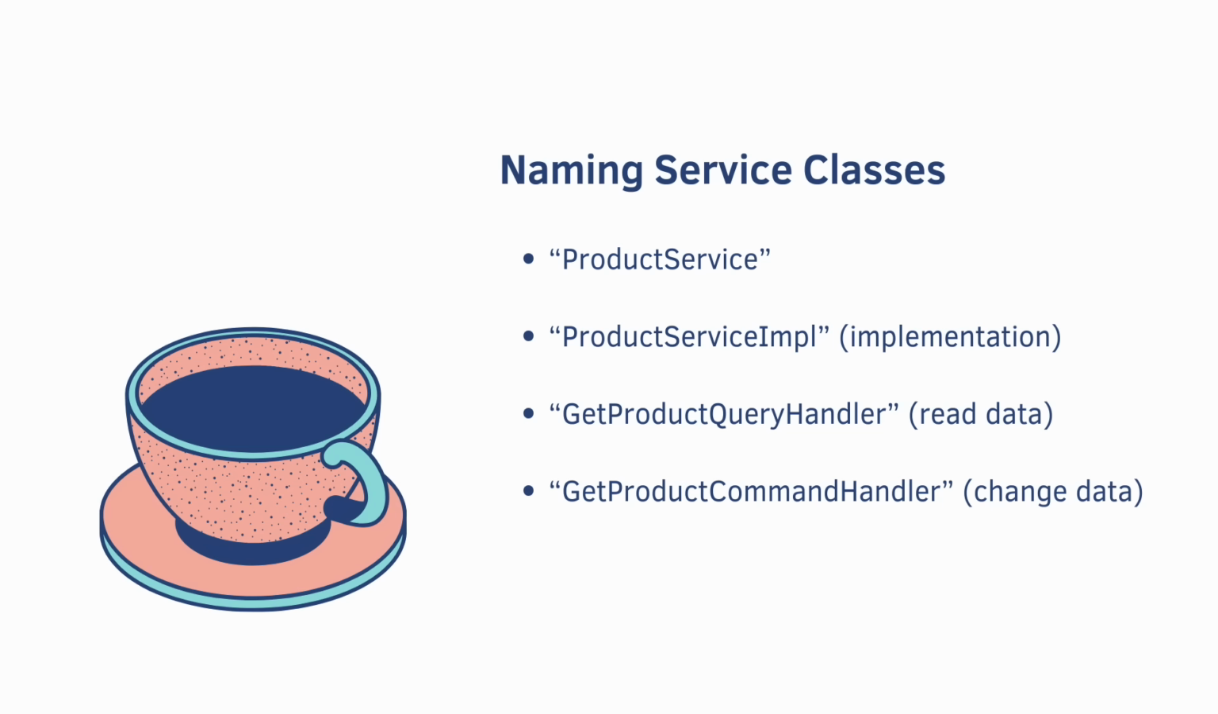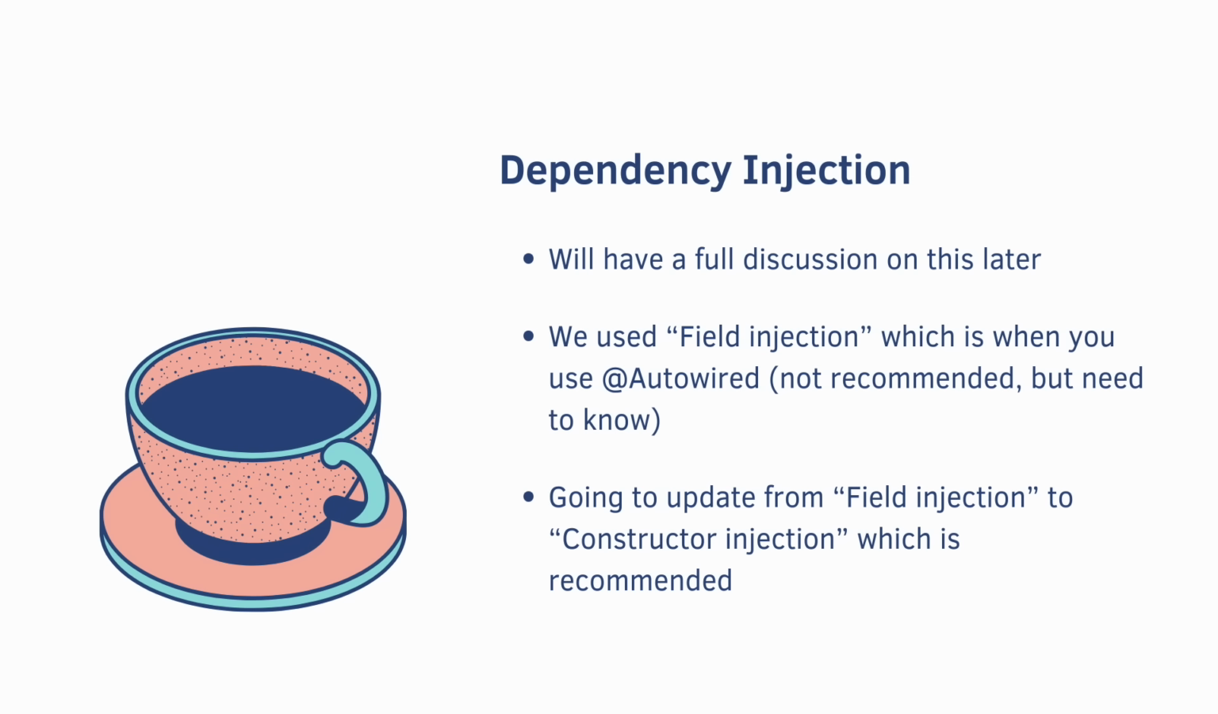Okay, we now have our simplest example up and running, and here's a quick couple of notes. First off, naming a service class. I've seen it called ProductService. I've seen it called ProductServiceImpl, short for implementation. I've seen it called GetProductQueryHandler. That's specifically for a GET request, reading data. I've seen it called a GetProductCommandHandler, which is used for changing data like a post or a put.